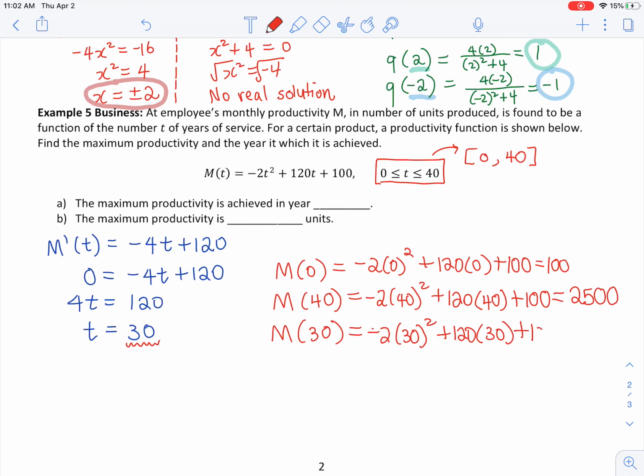Negative 2 times 30 squared plus 120 times 30 plus 100. Stop! Stop scratching. Stop. I'm sorry. All right.